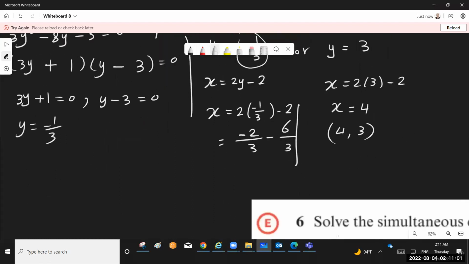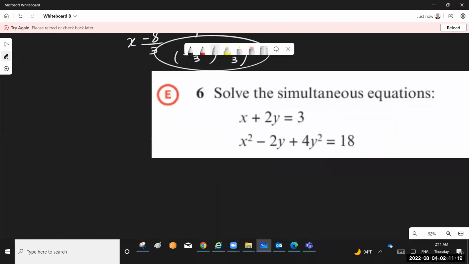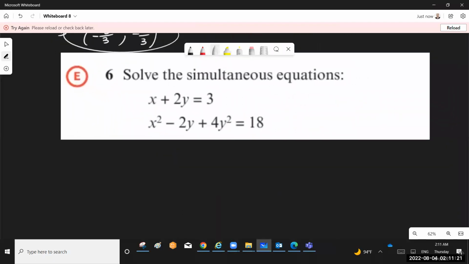And the other pair is what? Negative 8 over 3. So this pair is x equals negative 8 over 3, and y is negative 1/3. There's the answer. If we come to question number 6, solve the simultaneous equation by the same way.